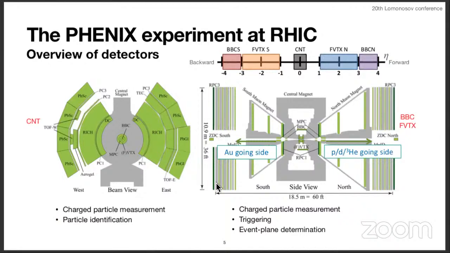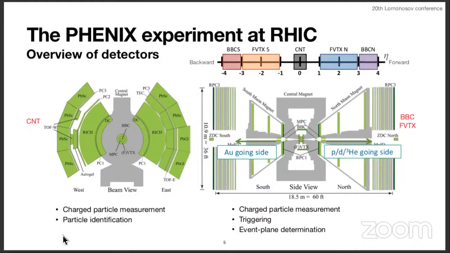Because I'm the first speaker from the PHENIX Collaboration, let me give you a brief overview of the detector information. The left-hand side figure is the PHENIX beam view detector system. The green area, which we call the CNT system, has the capability to measure charged particles and PIDs. And the right-hand side figure is the PHENIX side view, and they can measure the charged particles and also give the trigger and event plane information.